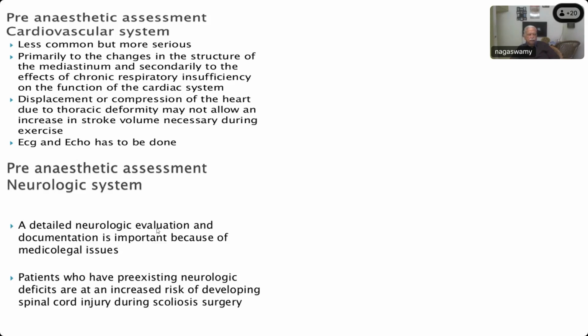these surgeries, when they stretch the spinal cord, there are post-operative neurological deficiencies that can result. So unless you have made sure that such deficiencies existed before the surgery and documented, the patient can blame both the surgeon and anesthetist for the post-operative neurological deficit. So make sure that you do a detailed neurological examination. Of course, the onus is on the surgeon, not on us. But anyway, it is better that we also know about it before we take up the case.